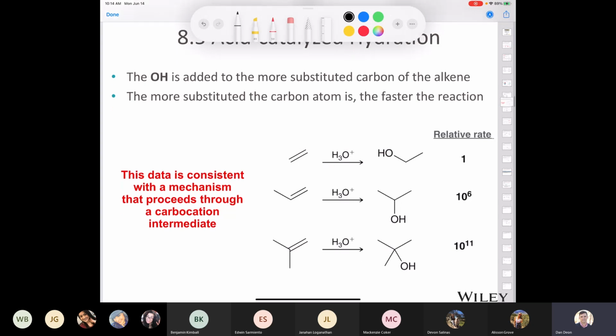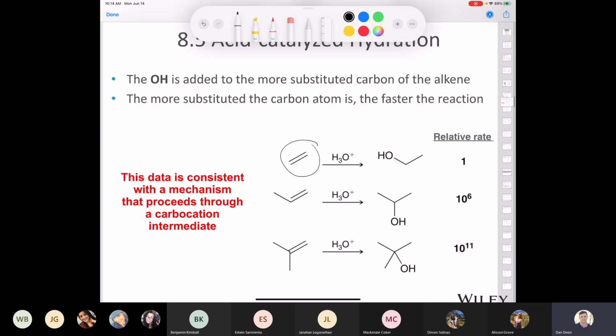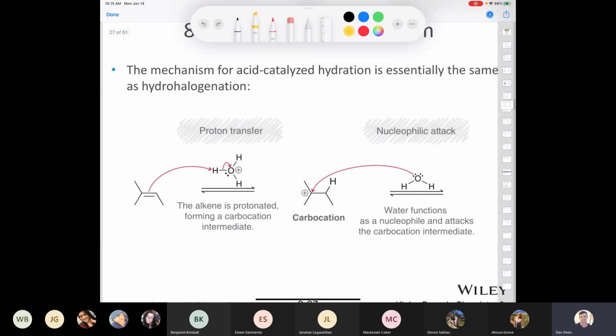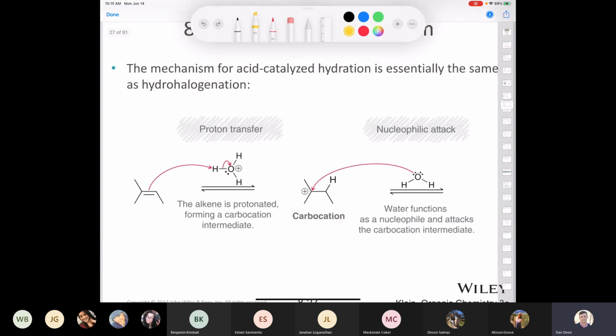Here, you see that in this case, there's no Markovnikov and anti-Markovnikov to worry about when you're using ethylene as your alkene. But you see, as you go from propylene to isobutylene, the reaction rate increases dramatically. And why does that happen? Well, it's consistent with a carbocation intermediate being produced. The more stable the intermediate, the faster the reaction will be, because the lower the activation energy will be. This is the mechanism right here that I drew the first step already.